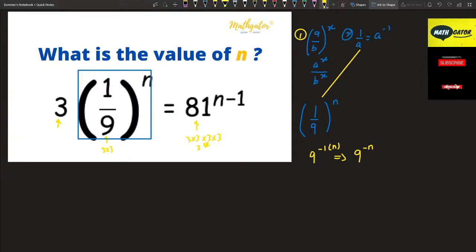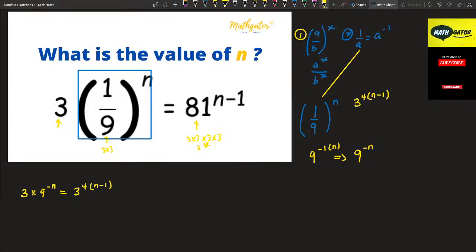Okay? So having that, we can now say that we have 3. Remember, bracket means multiplication. So 3 times 9 raised to the power negative n. Now let's simplify this side of the equation by changing it to 3 raised to the power 4. Remember, 3 raised to the power 4, we've already established that is the same as 81. So 3 raised to the power 4 into bracket n minus 1. So now it is equal to 3 raised to the power 4 into bracket n minus 1.